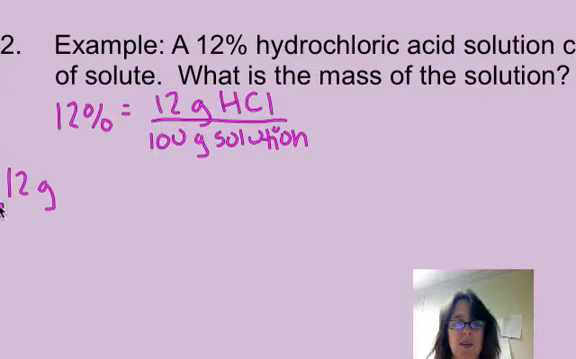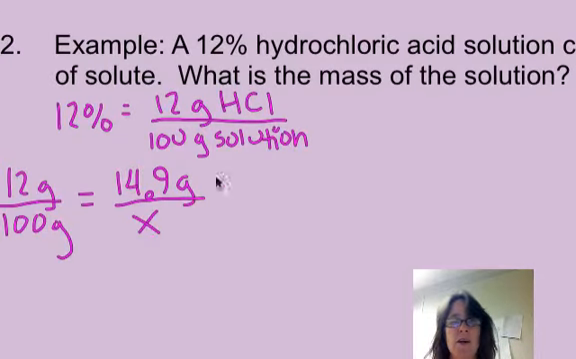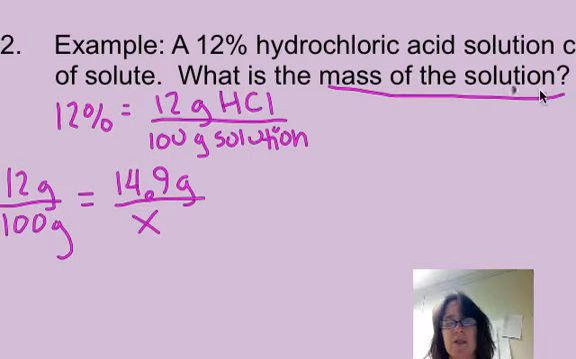12 grams of HCl for 100 grams of solution equals, now this one says it contains 14.9 grams of solute. So that's going to go on top where the solute is, the HCl. And then the thing that's unknown is the mass of the solution. So that's where we put our x, under the mass of the solution. Pause and solve for x, and then turn the podcast on again.